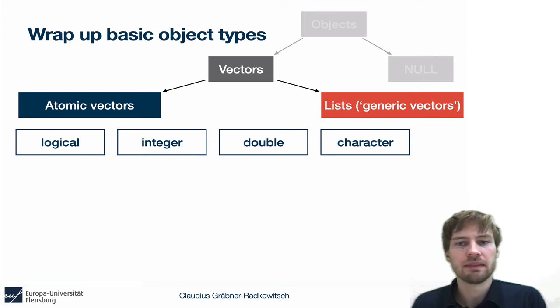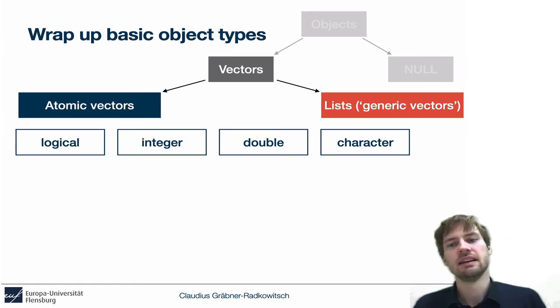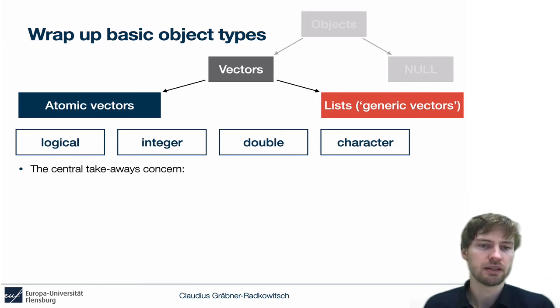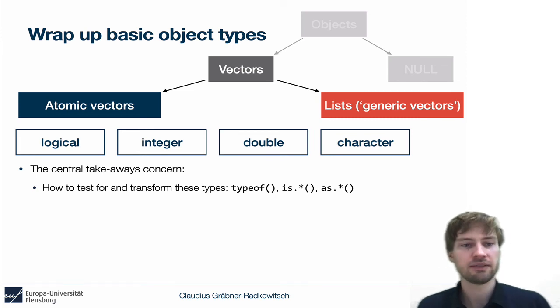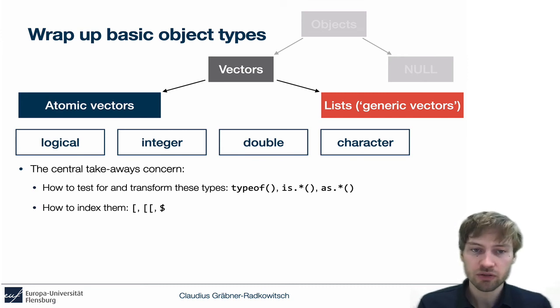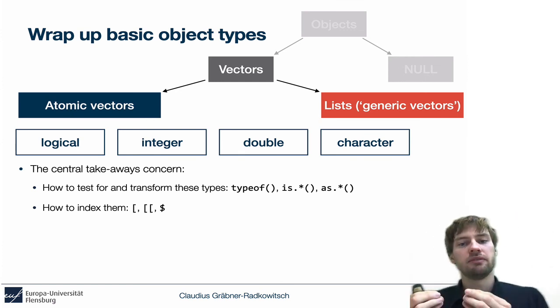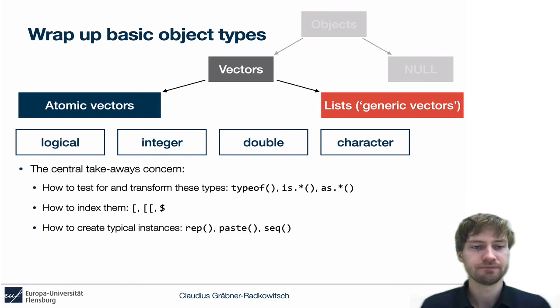And lists, on the other hand, their essential feature is that they can contain elements of different types. Some of the central takeaways you should definitely keep in mind are that you can test for the types by using the function typeof or the is family of functions. You can coerce an object from one type to another using the as functions. You should remember how to index them. In the case of atomic vectors, you use single square brackets. For lists, you need to use single square brackets if you want to have an element of a list as type list. But if you want to have the underlying data structure, you need to use the double square brackets, or you can use the abbreviation using the $ sign.